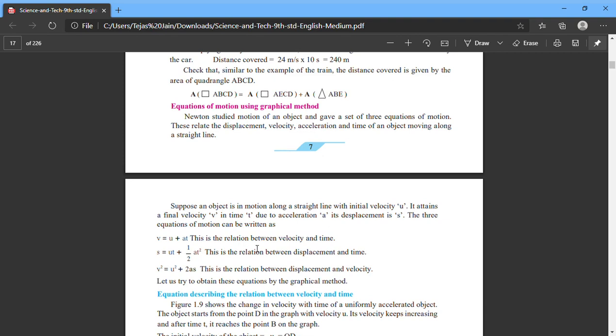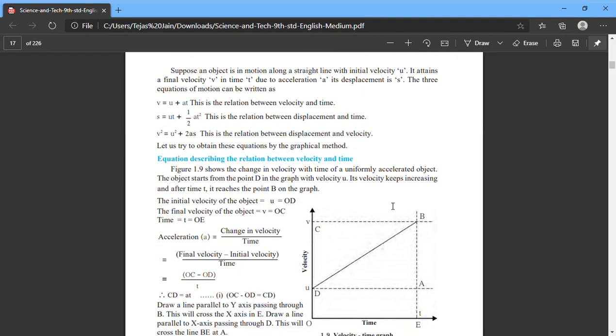This is the relation between velocity and time. s is equal to ut plus 1 half at square is the relation between displacement and time, and v square is equal to u square plus 2as. This is the relation between displacement and velocity. Here u stands for initial velocity, v stands for final velocity, t stands for time, a stands for acceleration, and s stands for displacement.